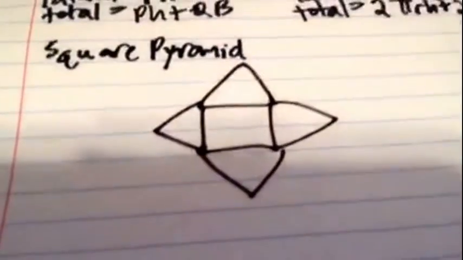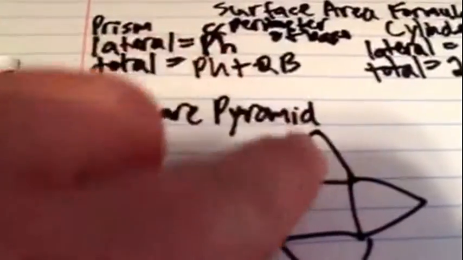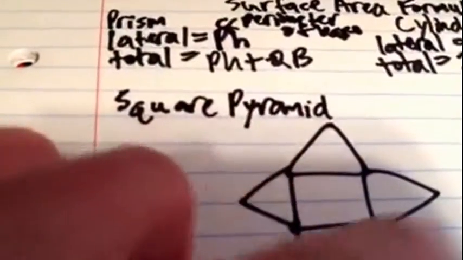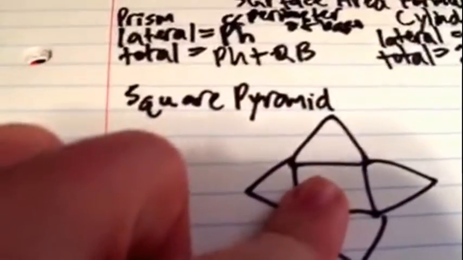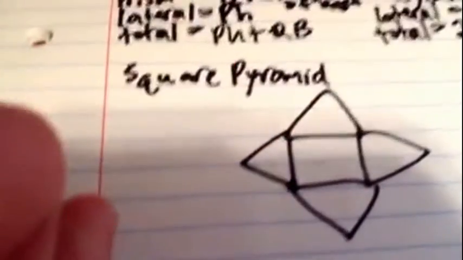Now the square pyramid doesn't really have a formula. It's really just the net surface area. So let's draw an example. This is a square pyramid right here. So what you'll be doing is you will be finding the area of a triangle, and you multiply it by 4 because those are equal. And then you find the area of the square, and then you'll add those together to get the surface area.